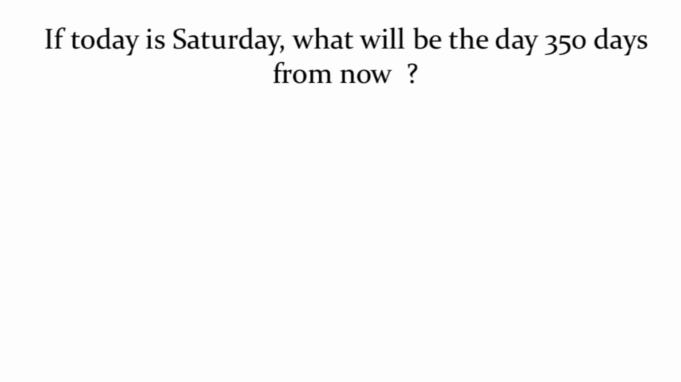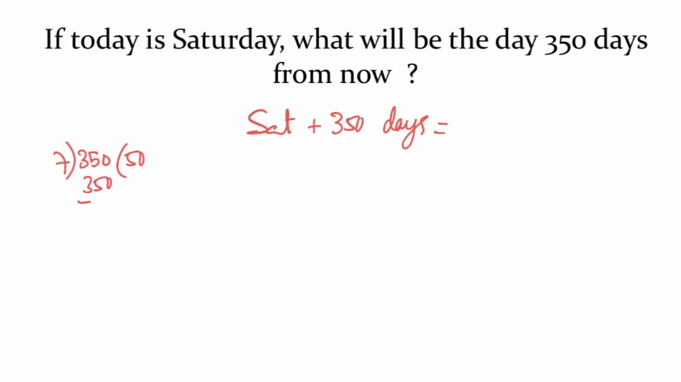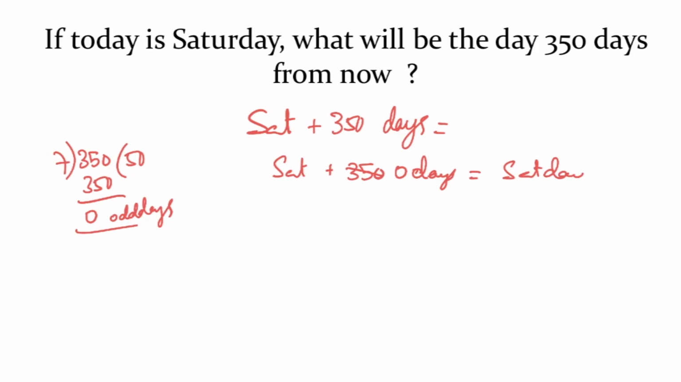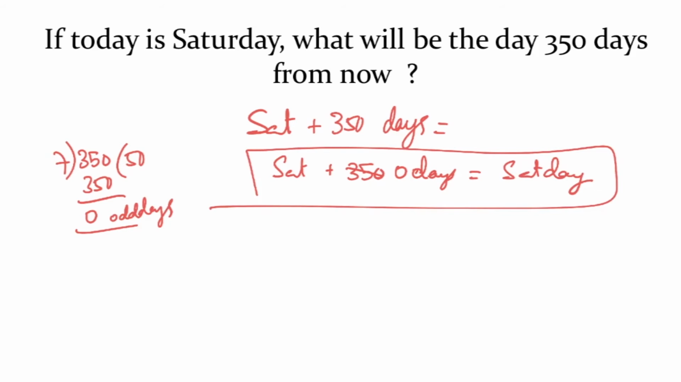If today is Saturday, what will be the day after 350 days from now? Today is Saturday. After 350 days, it will be: 350 divided by 7, 7 50s are 350. 0 days are left. So adding Saturday 350 days or adding Saturday 0 days will give you the same result. Saturday plus 0 days, still Saturday. Answer is Saturday. Either you add 350 days or 0 days, both will give you the same result.